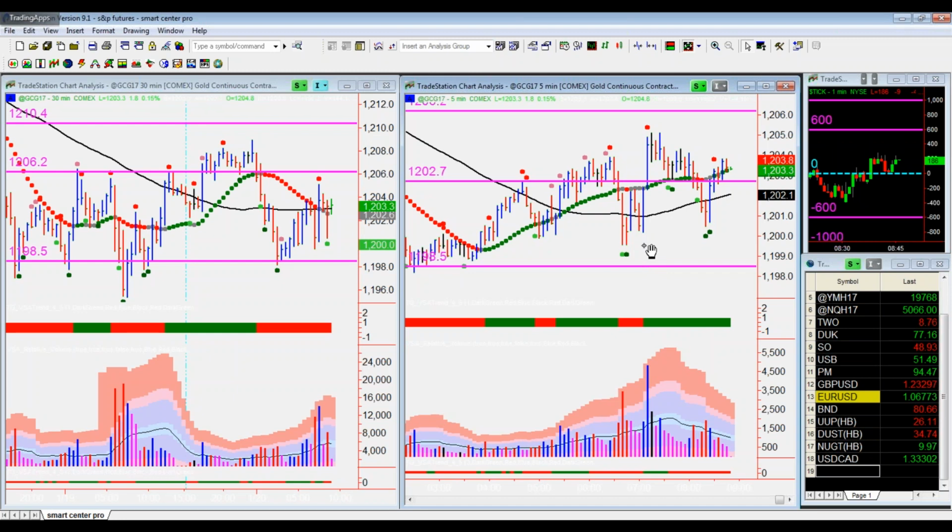Euro yen. Can everyone see my screen here? Okay, so here is the 5-minute trigger. It came up on the 1 minute as well in Smart Center Pro. You can see it here. This is actually a trade alert. So this is actually a trade setup. This is what it looks like in Smart Center Pro.